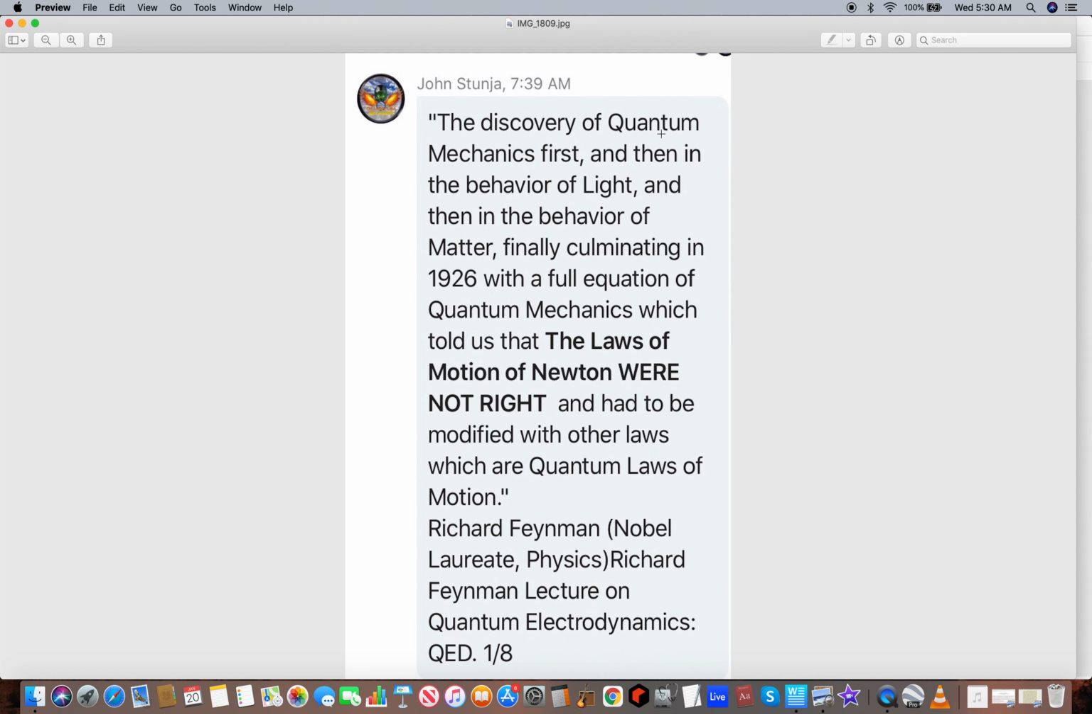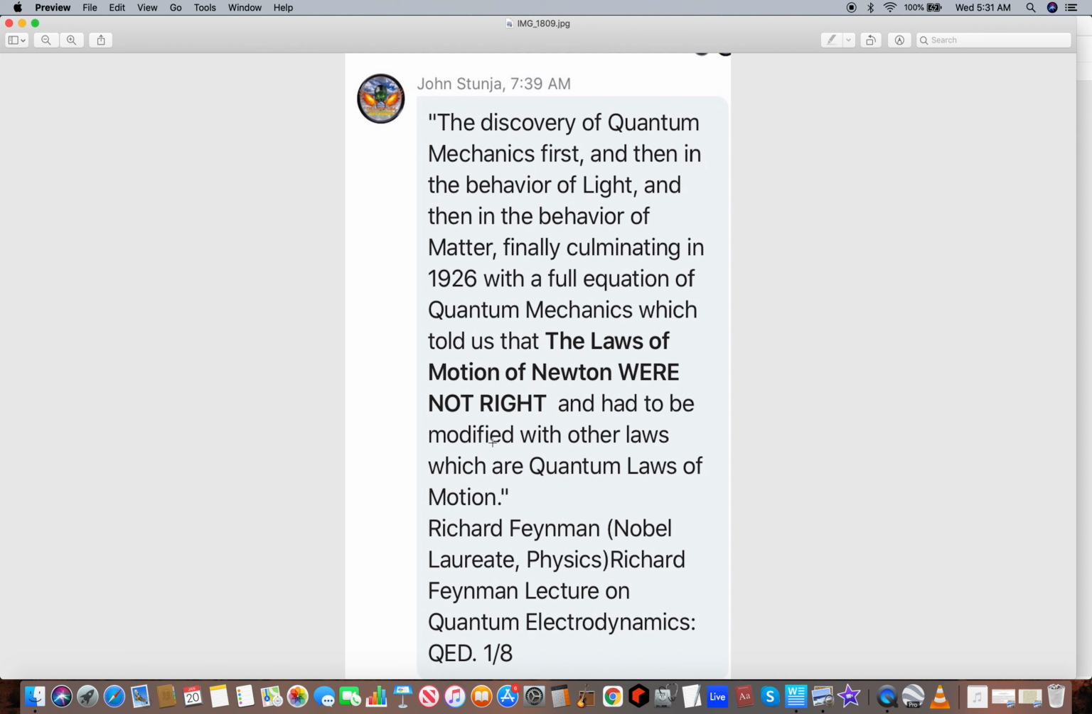The discovery of quantum mechanics first, and then in the behavior of light, and then in the behavior of matter, finally culminating in 1926 with a full equation of quantum mechanics, which told us that the laws of motion of Newton were not right, and had to be modified with other laws which are quantum laws of motion. Richard Feynman, Nobel laureate physics. Richard Feynman lecture on quantum electrodynamics.